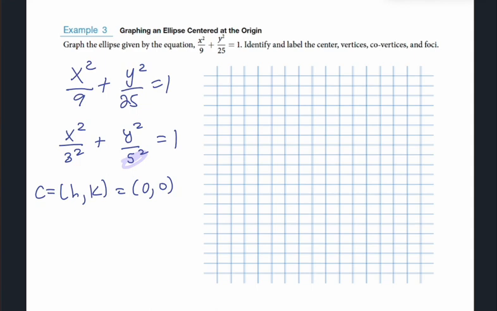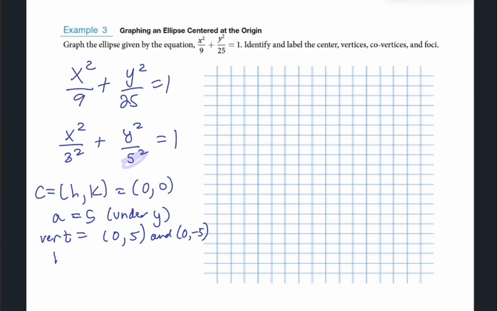So that's the first thing you find, just like you find for a circle. If that was a circle, the same thing would happen. Our a value is 5. It's under the y. So that's going to take us 5 units away in the y direction. So we're going to add 5 and subtract 5 from our y. That would be our vertices. There's going to be one if you add 5 to the y value, and one if you subtract 5 from the y value of the center.